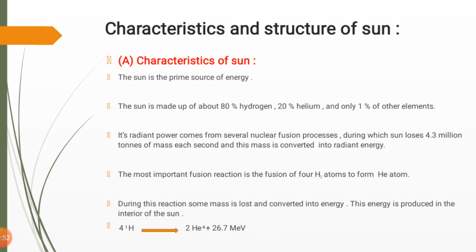Its radiant power comes from several nuclear fusion processes during which the sun loses about 4.3 million tons of mass each second, and this mass is converted into radiant energy. That is, every second the sun loses about 4.3 million tons of mass, and that mass is converted into radiant energy. This happens due to the nuclear fusion process, which takes place inside the core, the innermost part of the sun. The nuclear fusion process is very useful for the production of energy inside the sun.